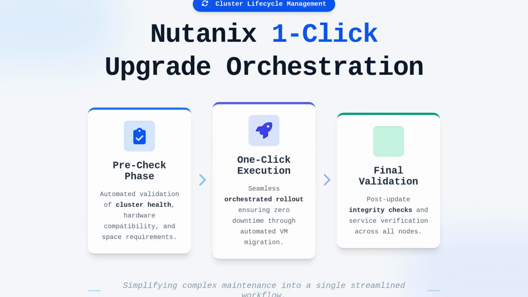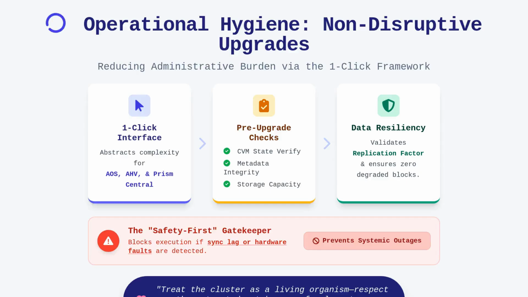Welcome back, and let's examine the mechanics of maintaining a Nutanix cluster through the one-click upgrade orchestration. When we discuss the operational hygiene of a Nutanix multi-cloud environment, the ability to perform seamless, non-disruptive upgrades is perhaps the most significant feature in terms of reducing administrative burden. The one-click upgrade framework serves as the standard interface for updating AOS, the AHV Hypervisor, and Prism Central, abstracting the underlying complexity of patch management.